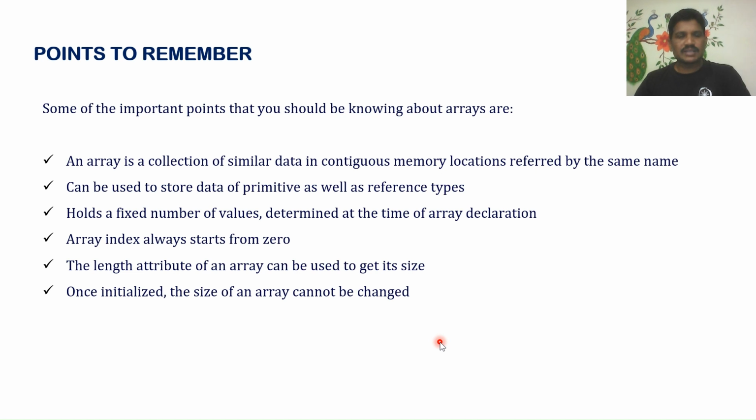Then you should remember some points when you are working with arrays. Arrays, you know, this is the definition. An array can be used to store data of primitive as well as reference, non-primitive, data types. It holds a fixed number of values, which is determined at the time of array declaration. The array index always starts from 0. The length attribute of an array can be used to get its size. Once an array is initialized, the size of the array can't be changed. So these are very important points when you are working with arrays.